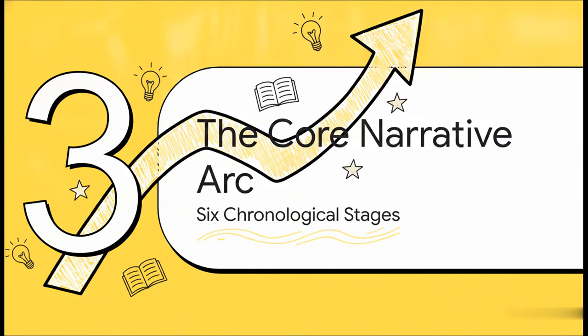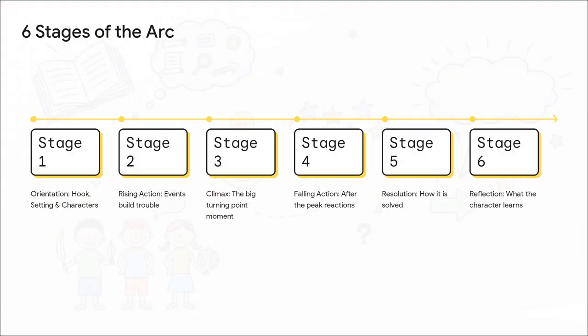Moving to Section 3, the core narrative arc. Now, despite all these different scaffolds, there's one common thread uniting everyone. Every single student, regardless of their tier, has to master these 6 chronological stages. It's the skeleton of a good story. They start by grabbing the reader in the orientation, then move through the rising action, straight to the climax. After that, they show the immediate aftermath in the falling action, wrap the problem up in the resolution, and finally share the character's realization in the reflection.